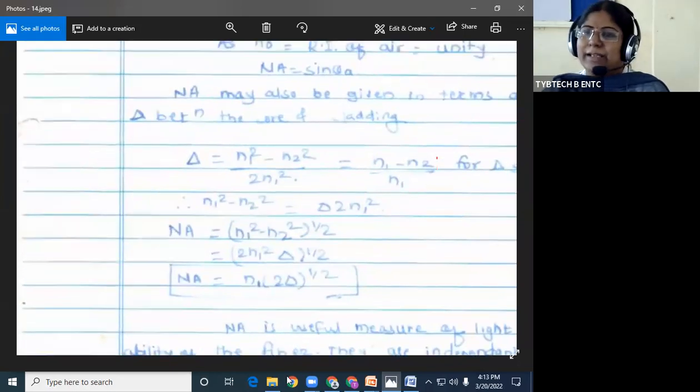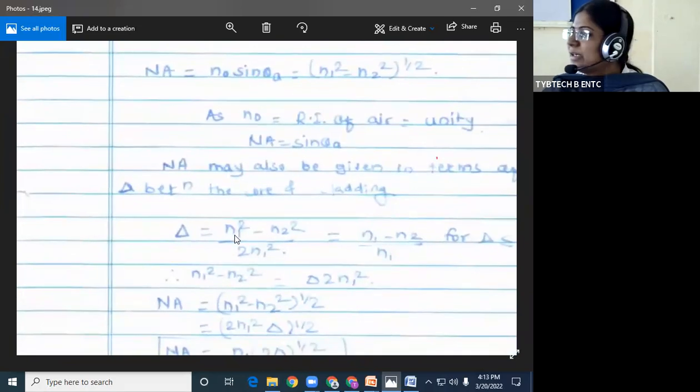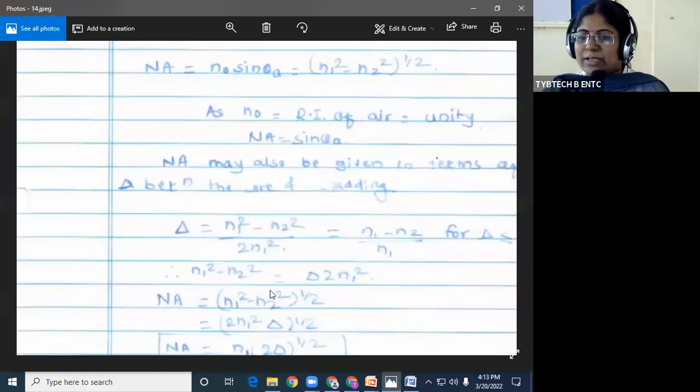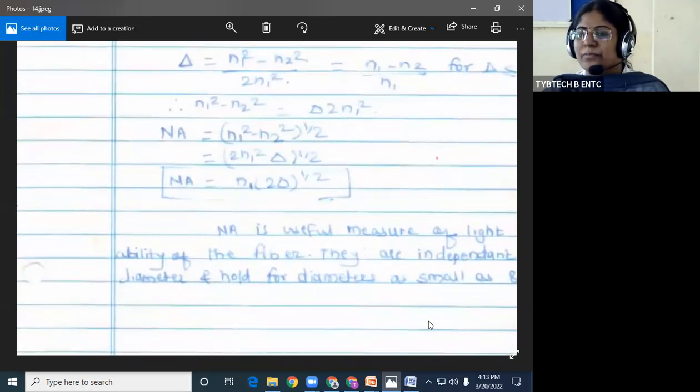म्हणजे पहिलं हे तर बेसिक इक्वेशन आहेच आहे, पण one more equation you can write for numerical aperture in terms of this delta. So delta is equal to n1 square minus n2 square divided by 2n1 square. So n1 square minus n2 square ची व्हॅल्यू किती मिळते तुम्हाला? 2 delta n1 square and bracket raised to 1/2. So n1 square raised to 1/2 is equal to n1 and here 2 delta raised to 1/2. So this is the numerical aperture equation. Okay, so is it clear?